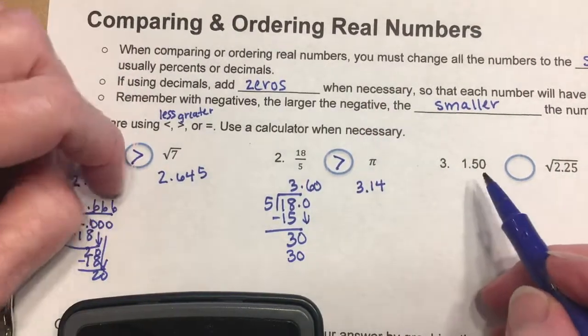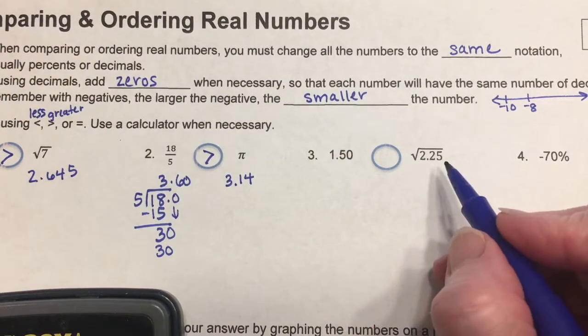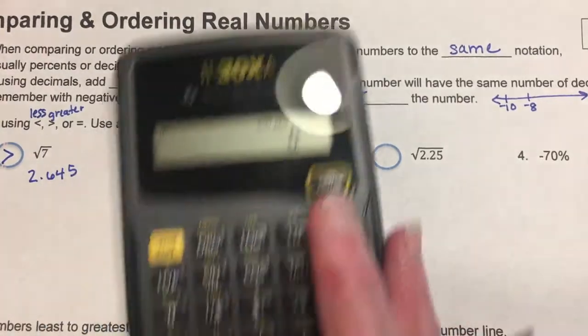1.50. There's not a lot to change on this one. 2.25. If I'm not sure what that is, I can do it on a calculator.